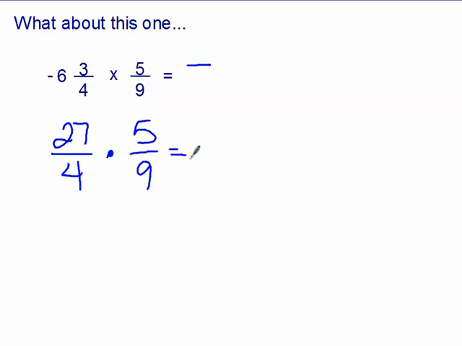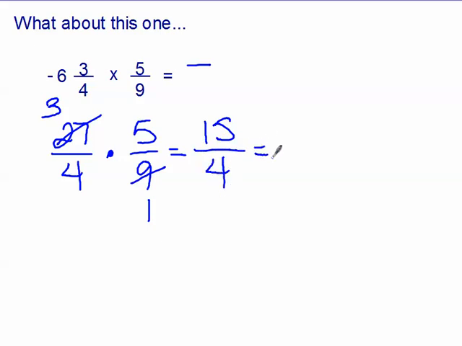So now we ask, do we have any simplifying that we can do? Of course, we've got the 9 and the 27. So the 27 becomes a 3. The 9 becomes a 1. Because I divided them both by 9. So we end up with 3 times 5, which gives us 15. 4 times 1, which gives us 4.